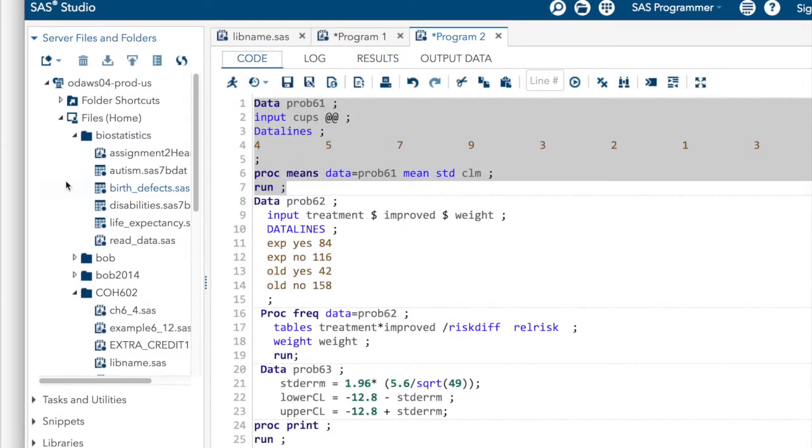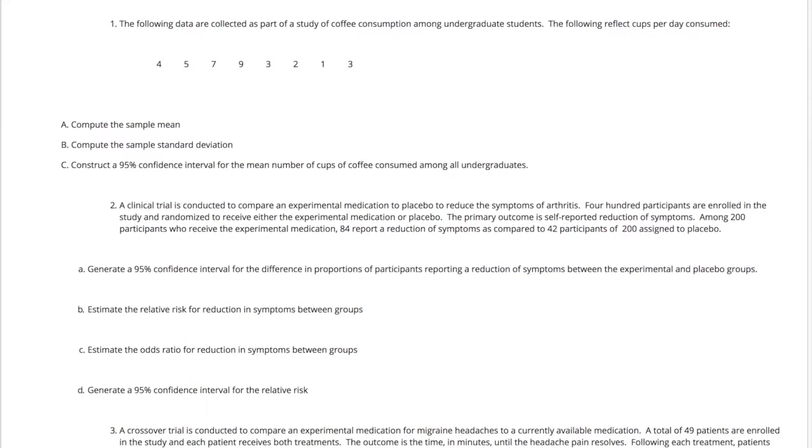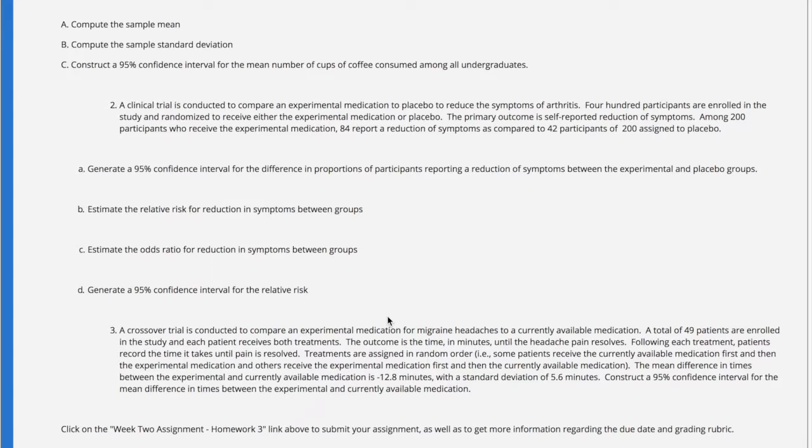All right, let's go back here to our second problem. So this one says a clinical trial is conducted to compare an experimental medication to placebo to reduce the symptoms of arthritis. 400 participants are enrolled in the study and randomized to receive either experimental medication or placebo. The primary outcome is self-reported reduction of symptoms. We have 200 who received experimental medication, 84 report reduction of symptoms, and 42 participants out of 200 report reductions of symptoms in the placebo.